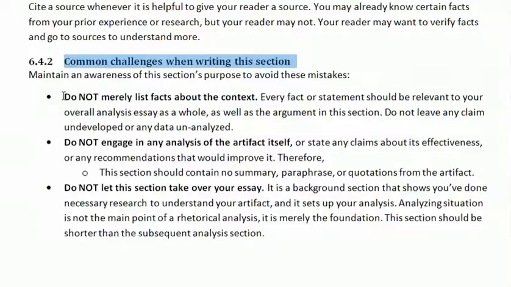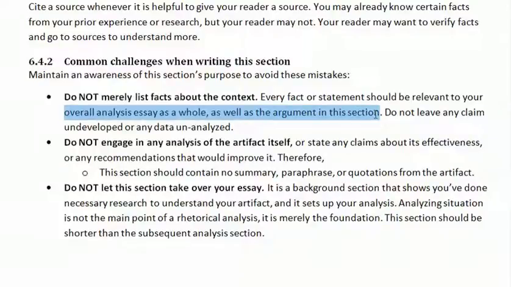I often see lists of facts about the context. Please don't just pile together in an unorganized pile all of the information that you have collected while you've done your research on the situation. Not every fact is that important. Not every fact is important to making an argument. And so it needs to be relevant to your whole essay and your thesis in some way.